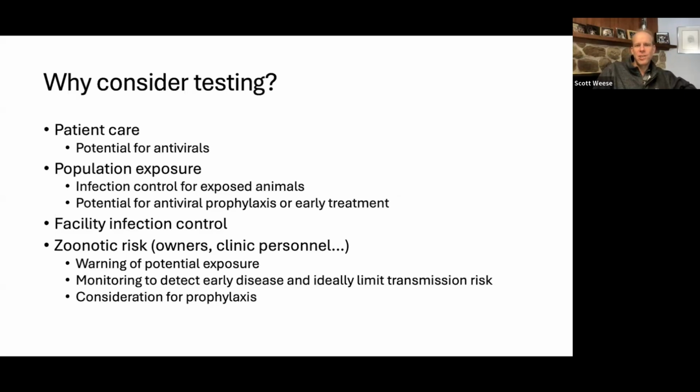Population exposure from the shelter level. If you have an infected cat, you want to know that as soon as possible so you can manage the rest of the population in terms of their isolation, in terms of documenting who's been exposed, maybe post-exposure prophylaxis, talking to personnel, figuring out what the risks might be. Facility infection control: the quicker we know, the quicker we can amp up our measures, right? Make sure we've got really good containment. And then the zoonotic risk.